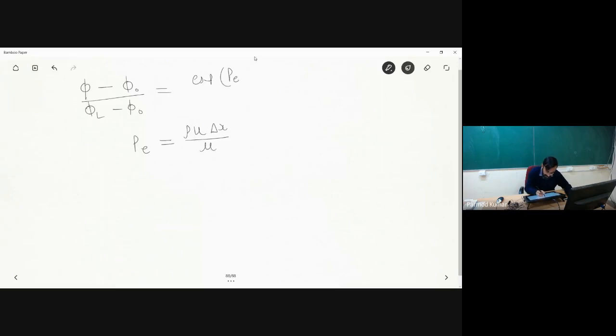So I will write this Peclet number into x divided by, instead of L, delta x, where delta x refers to the grid size. So it becomes exponential of Peclet number x divided by delta x minus 1, divided by exponential of Peclet number minus 1. Is this point clear? Instead of having the entire length in my estimation of Peclet number, I am considering only the cell size.